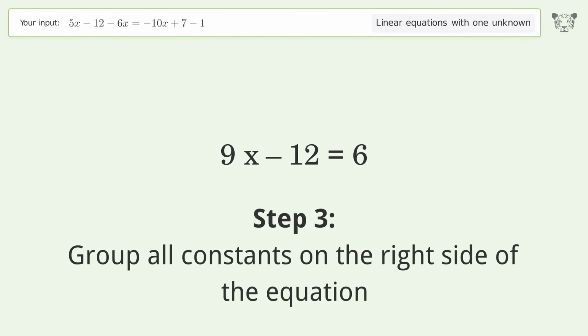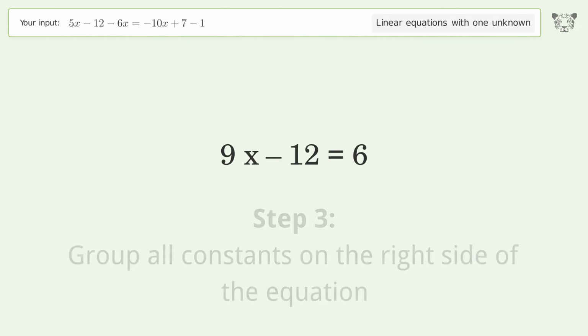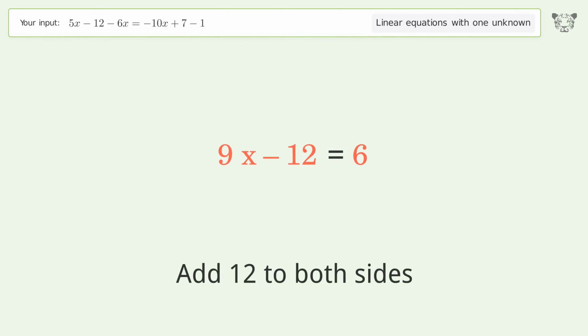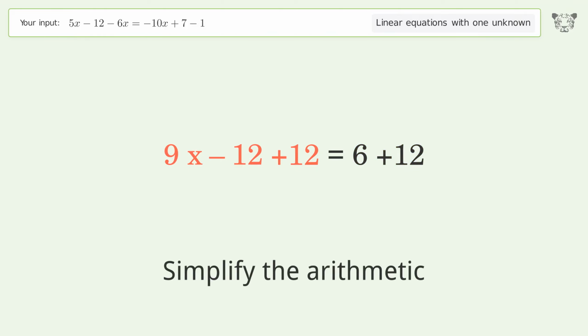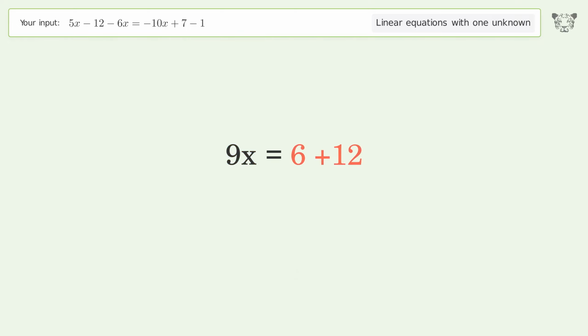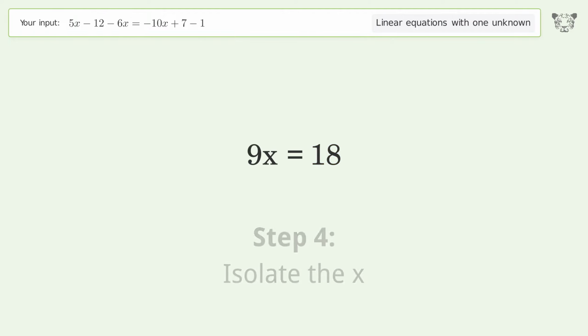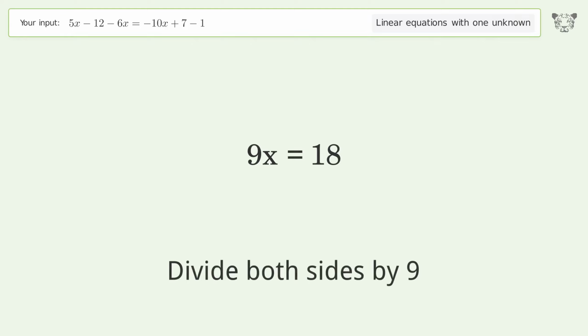Group all constants on the right side of the equation. Add 12 to both sides. Simplify the arithmetic. Isolate the x. Divide both sides by 9.